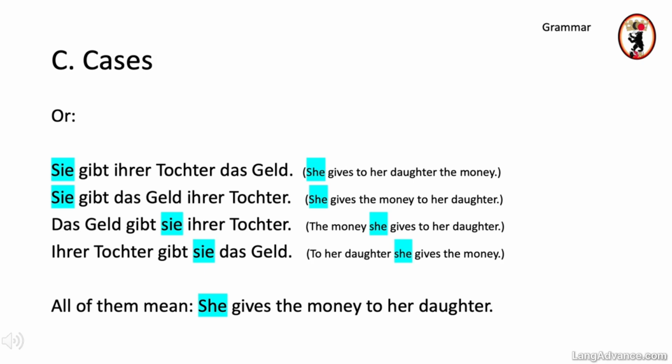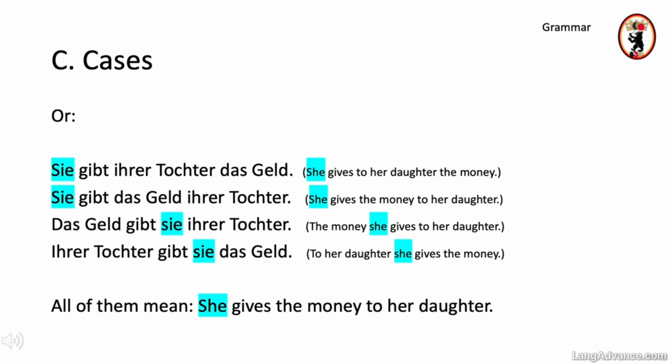So that is the only way you can say it in English. German, however, really allows you to play around and to say it in different ways. So you can say, sie gibt ihrer Tochter das Geld. She gives to her daughter the money. You can also say, sie gibt das Geld ihrer Tochter. She gives the money to her daughter. You can also say, das Geld gibt sie ihrer Tochter. The money she gives to her daughter. Or you can say, ihrer Tochter gibt sie das Geld. To her daughter, she gives the money. All of these 4 sentences are correct.